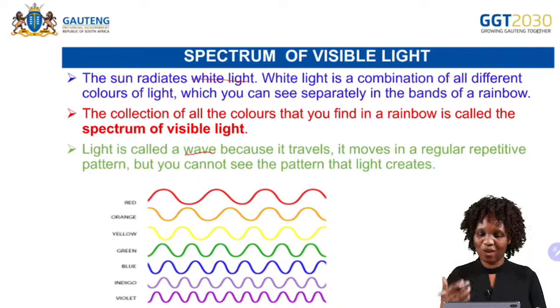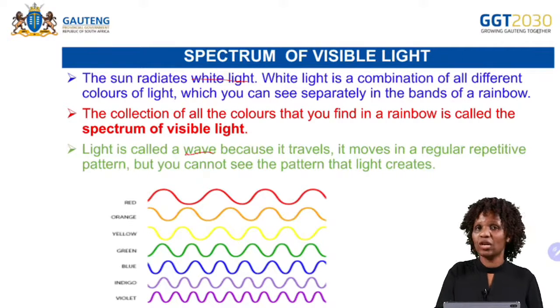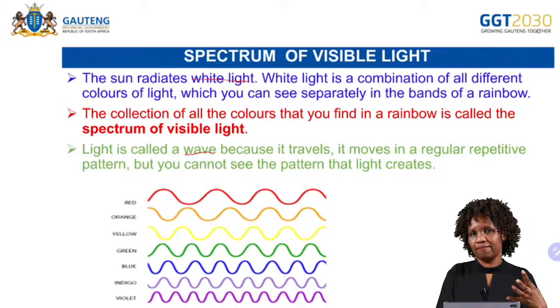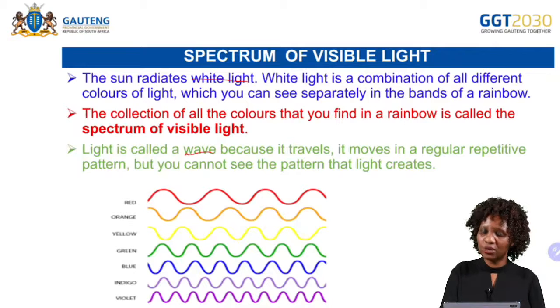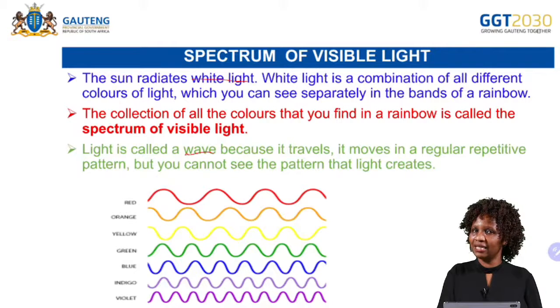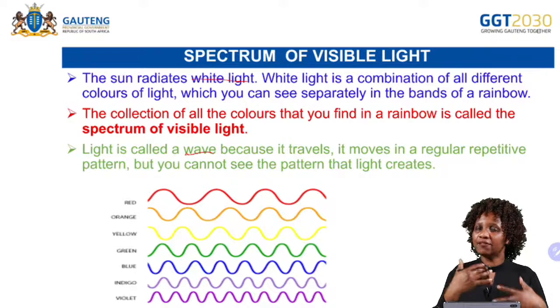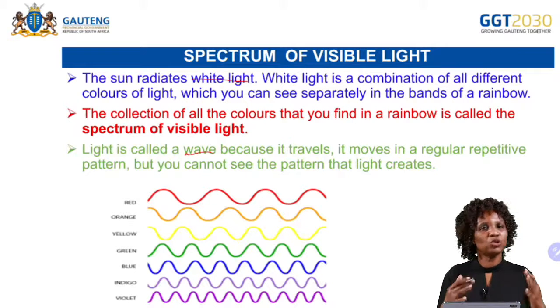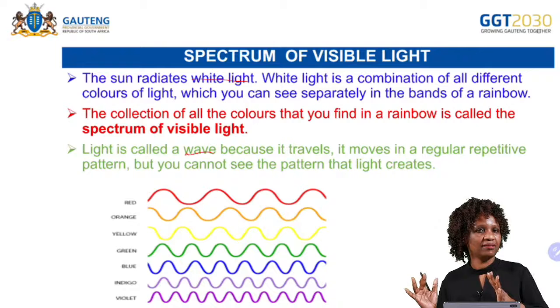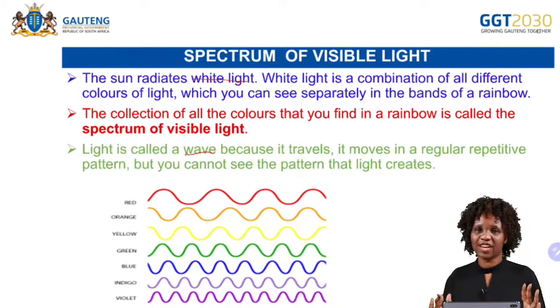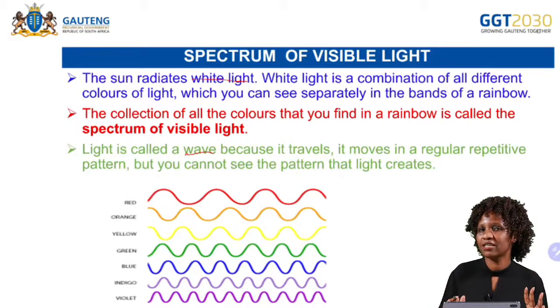It is a wave because it travels and it moves in a regular, repetitive pattern. But you cannot see the pattern that light creates. And then we've got different colors producing different patterns. They've got different wavelengths. Remember what we said about a wavelength.